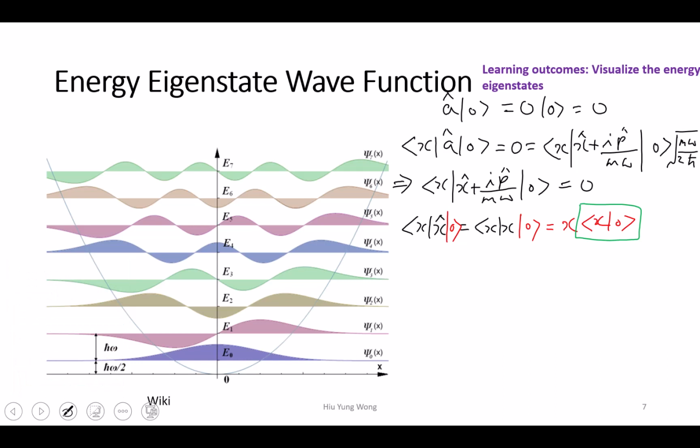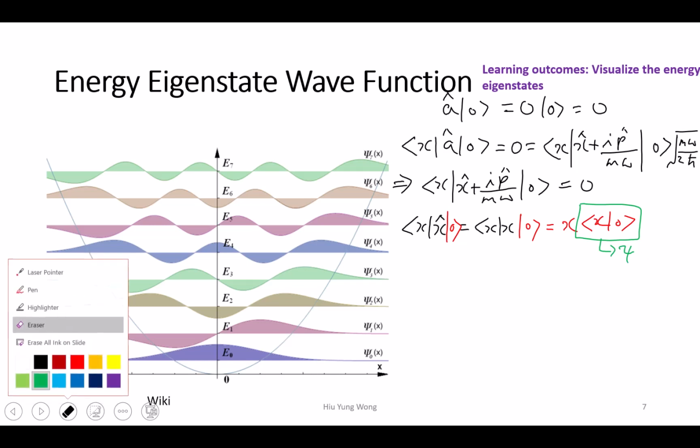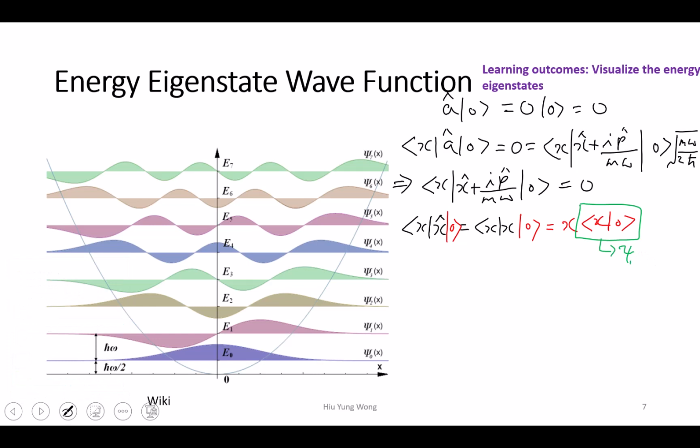Basically, this one is the wave function of n equal to 0 at x. That is the meaning of this projection. You have an eigenstate, and I try to understand how it distributes in the real space, right? So this is what we want to solve. This is psi of n equal to 0, okay?